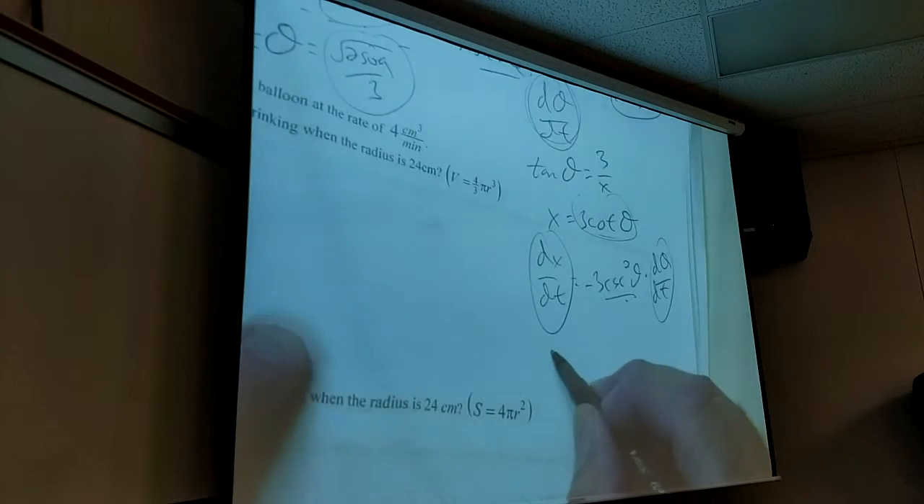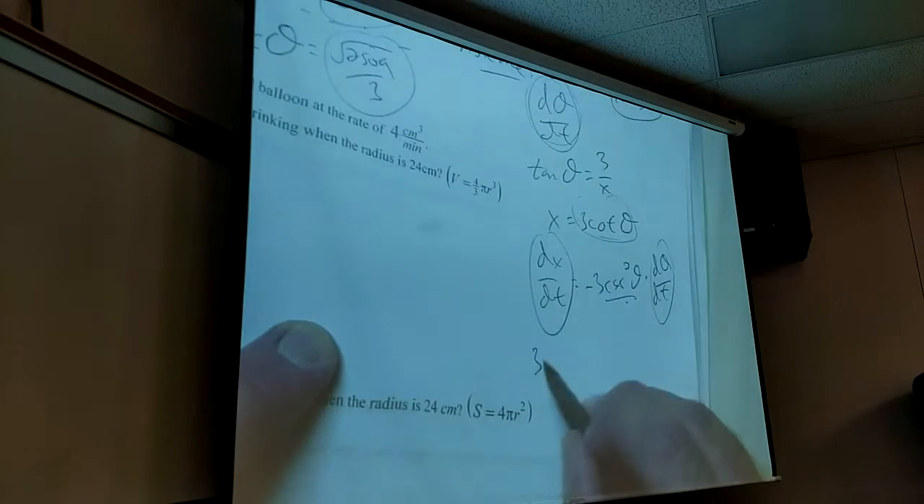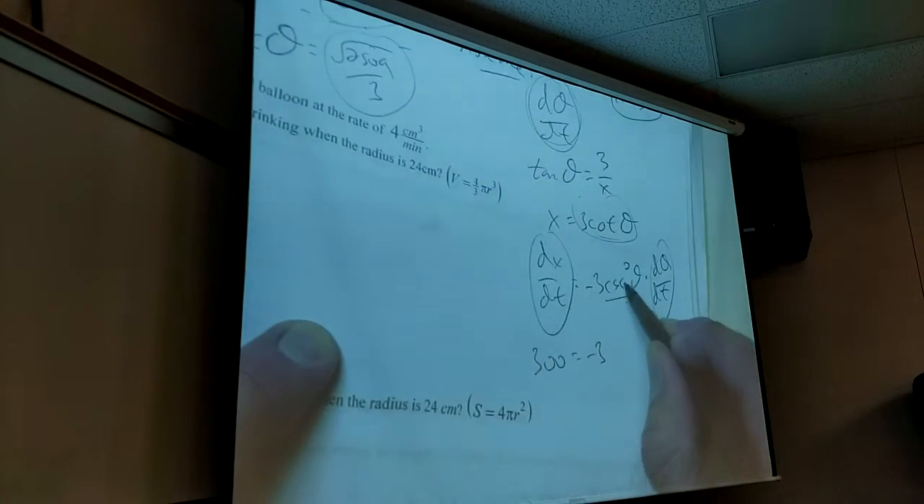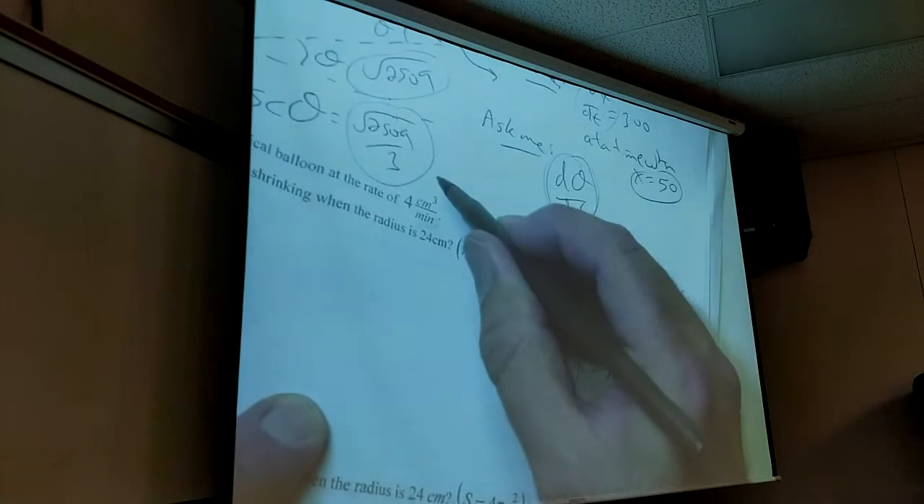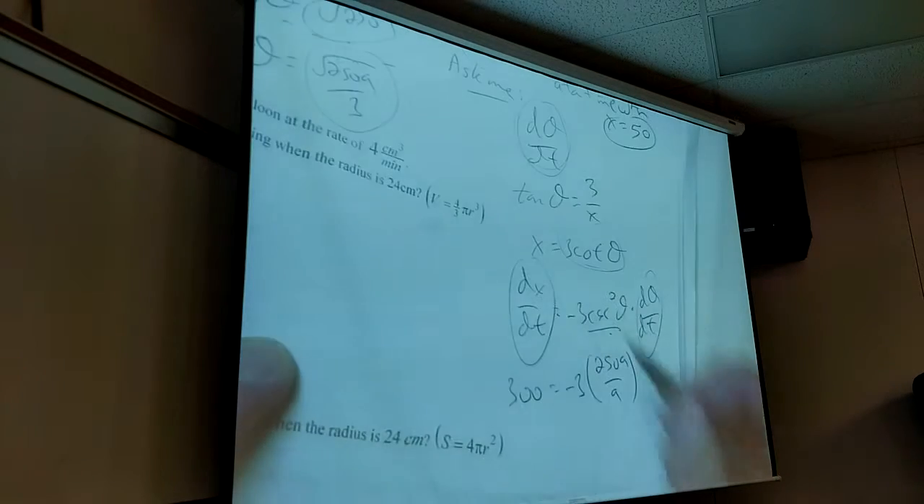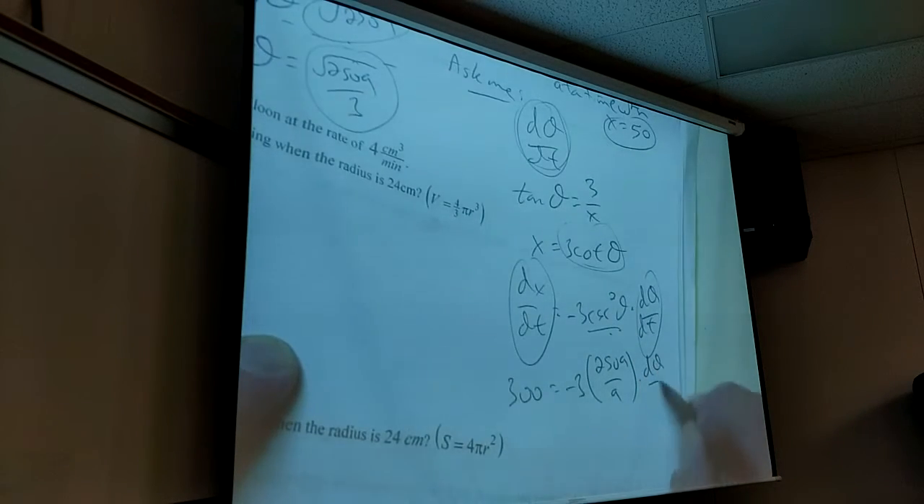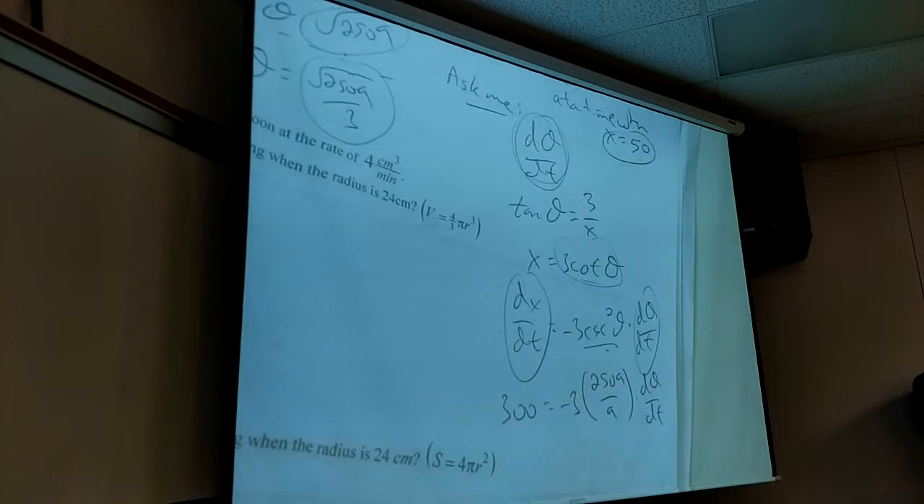So when I throw this stuff in, what do I know? I know dx dt is 300. I know cosecant squared is 2509 divided by 9. Is that cool? Just squaring that bad boy. And then I just have to figure out what d theta dt is, so I just have to get rid of that. Why does it make sense it's going to come out negative?